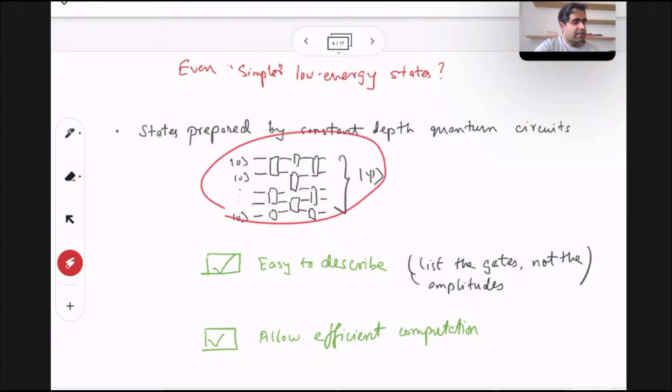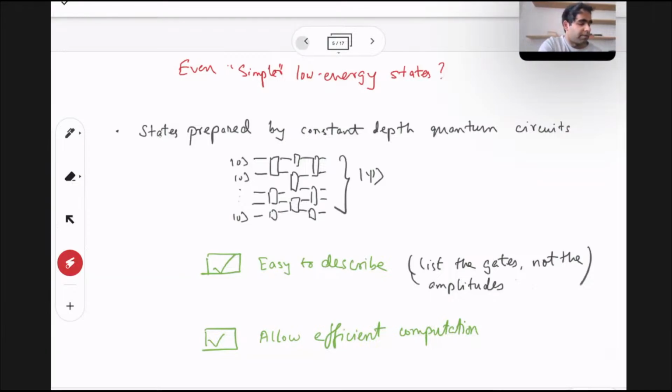This class of quantum states is simple in 2 ways. First way is that they're easy to describe, which means that I just have to list all the gates that are applied instead of the amplitudes of the quantum state. So this quantum state could be acting on n qubits. It could have 2 to the n amplitudes. But I don't want to do that. I want to describe it efficiently. So I want to just write down the gates that are there. Because the depth is a constant, I don't need to write down that many gates. That's great. And also, I'll soon talk about this. With this class of quantum states, you can compute any desirable local expectation values precisely, without any error.